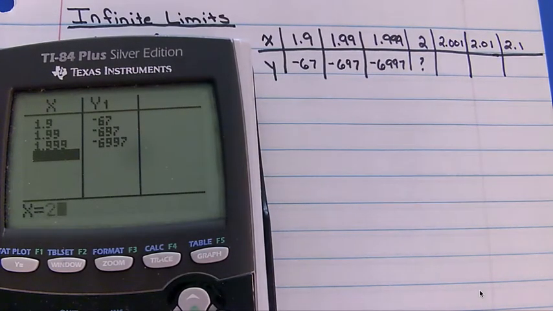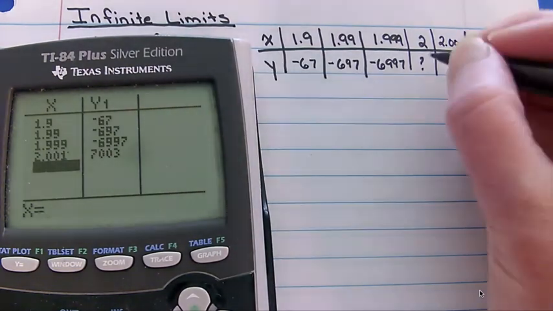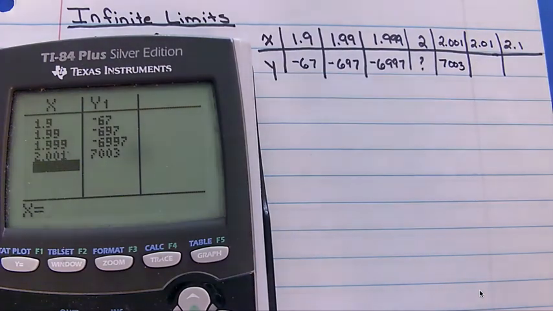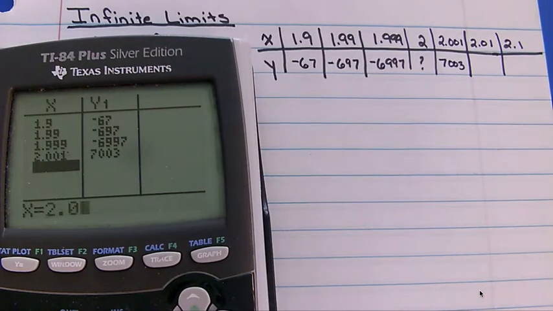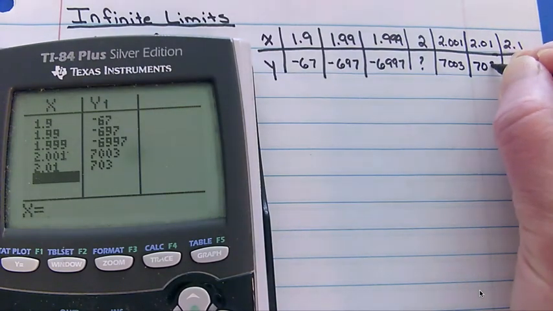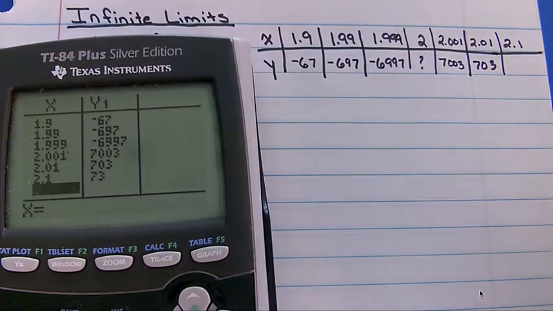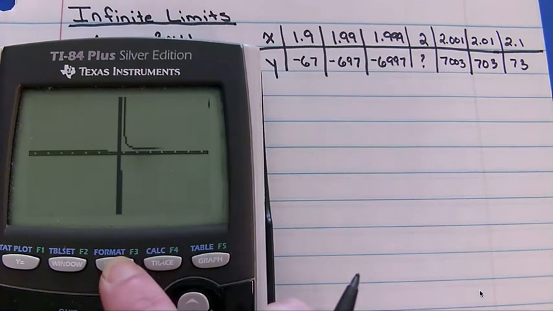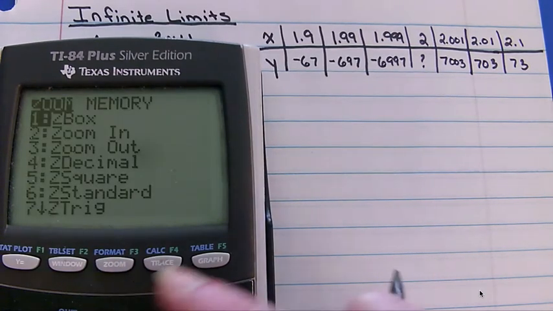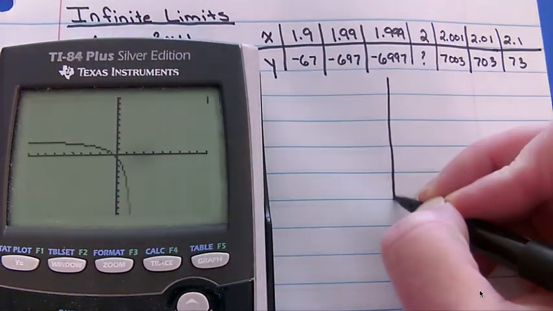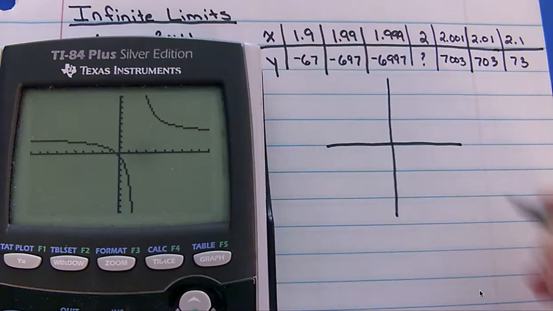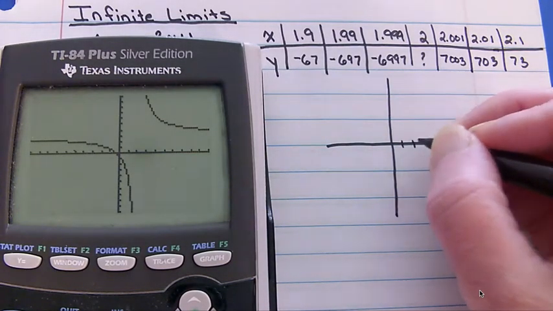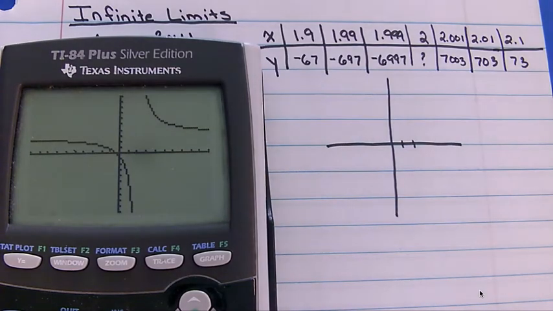Now let's look on the other side. 2.001. Whoa, big, big, big number, but it's positive. Not so big, and getting smaller. What's happening at the graph at 2? I'm going to look at the graph. Oh, my window's off. Let's get a standard one. So here's my graph, and when x is 2, look at what's happening to this graph.